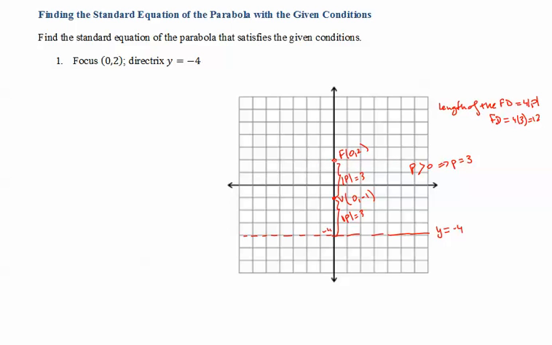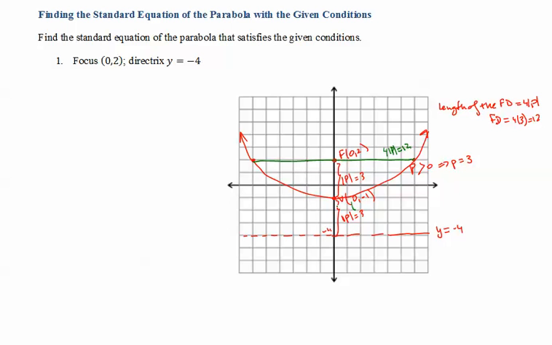So that means we count 6 units from one side and 6 units on the other side. So I know that this parabola is going to pass by this point here and this point here. So again, let me show that this is 4 times the absolute value of p, in our case 12. So we have 6 units on one side, 6 units on the other side. Now all we need to do is to find the equation.